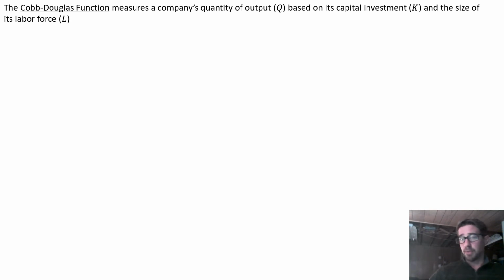So here's an example of one that we're going to probably be using in the future. It's called the Cobb-Douglas function, and it measures a company's quantity of output, Q, based on its capital investment, so how much initial investment money we're putting into it, and the size of its labor force. You can measure that labor force in total people or total labor hours or even total machine hours, something like that. I think this thing actually won the Nobel Prize for economics. So Messrs. Cobb and Douglas did.